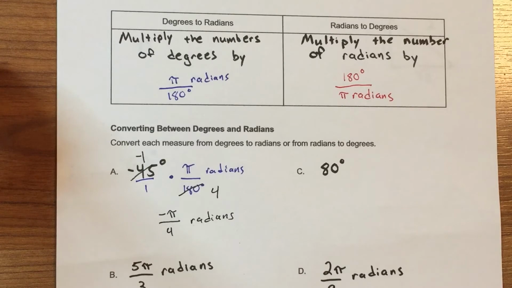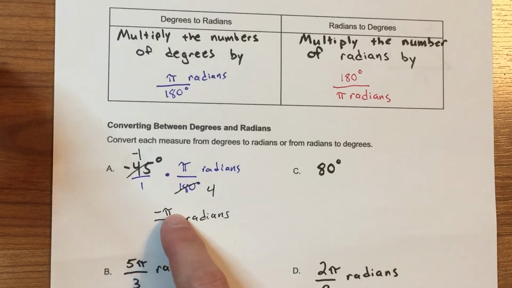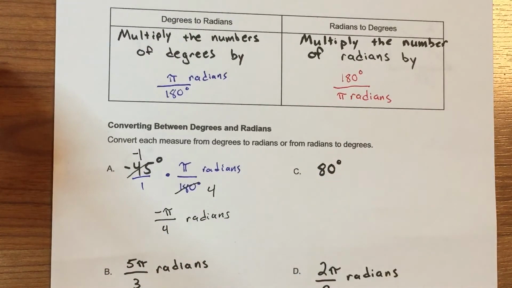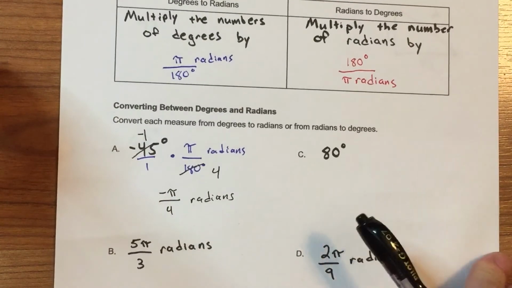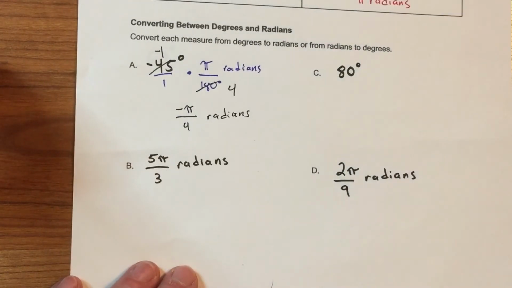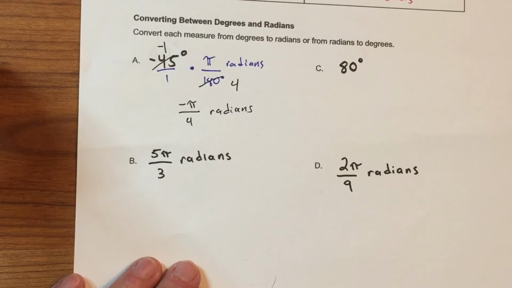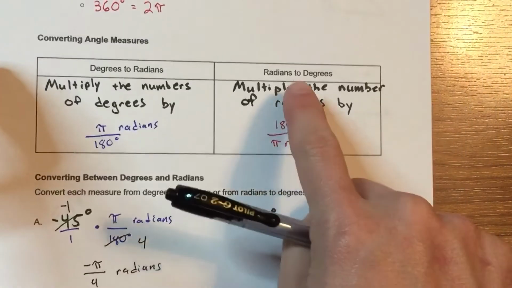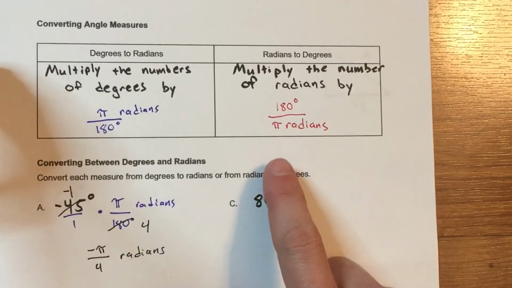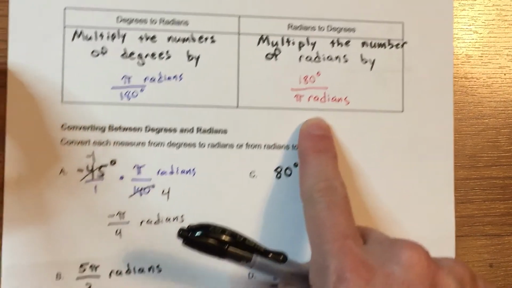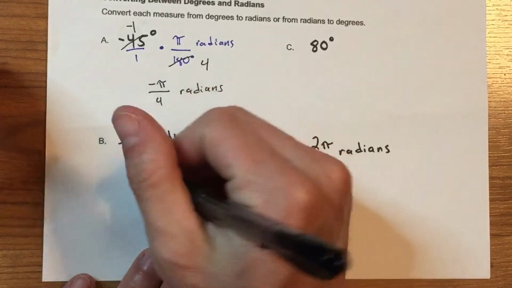Notice your radian answers always have pi in them. Degree answers do not have pi in them. Let's do reverse this time. We're going to convert from radians to degrees. The way we convert from radians to degrees is up here. Radians to degrees, we multiply by 180 over pi. So let's check that out.